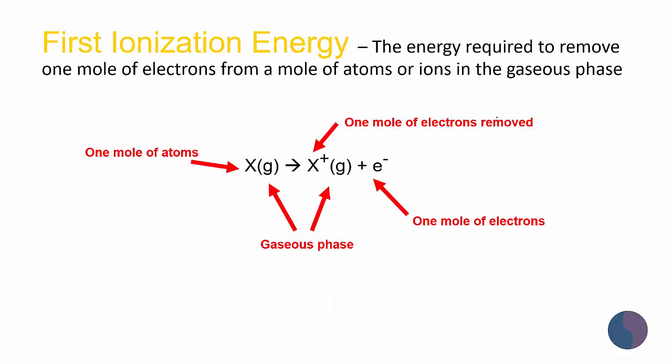And so the actual definition you need to know. It's better to be able to write this out because this also gives you a good definition if it's written out correctly. As it's a formula, these represent 1 mole. So it's 1 mole of atoms converted to 1 mole of ions by removing 1 mole of electrons, and it's in the gaseous phase. So the energy required to remove 1 mole of electrons from 1 mole of atoms or ions in the gaseous phase is the first ionization energy. Make sure you can write that out exactly and read it off as a definition.